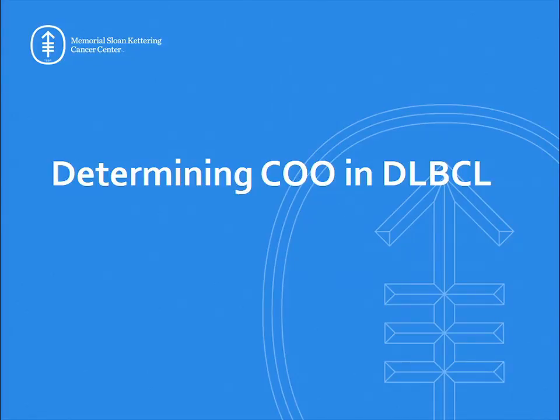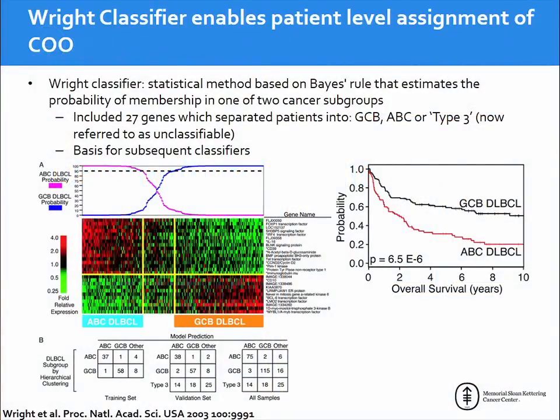So if cell of origin is important, how do we determine a cell of origin? Well, this is one of the most important and misunderstood things. Cell of origin was originally based on a population study. We just asked which one of these is more like the other, which one of these is not the same, and we found out that there were two different populations of cells that grouped together.